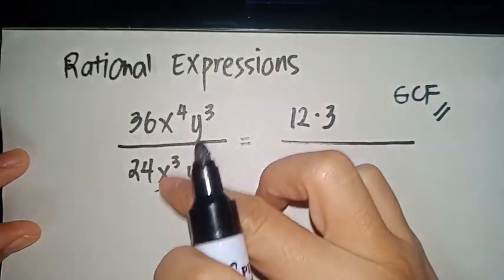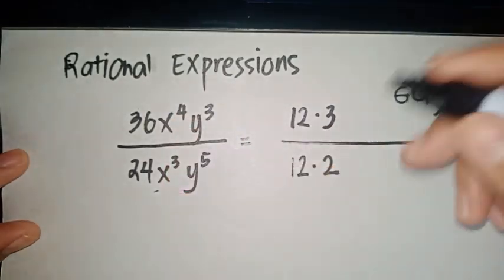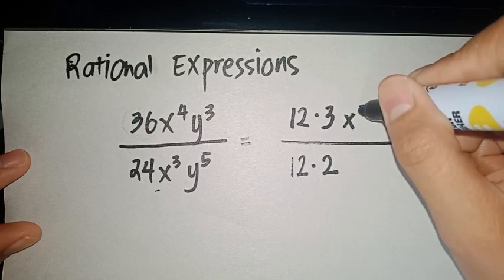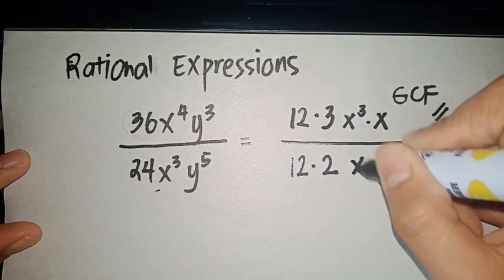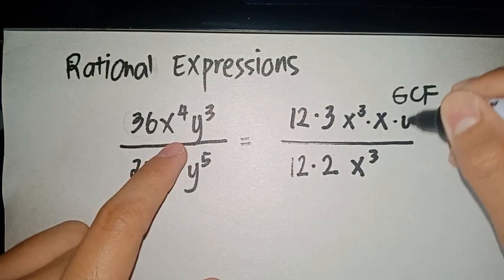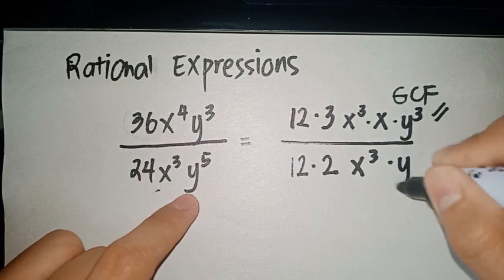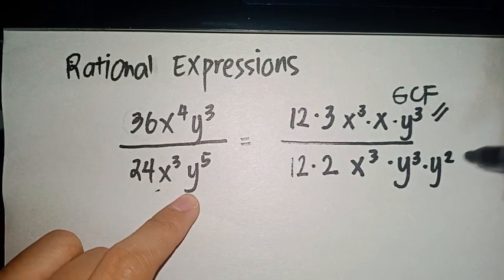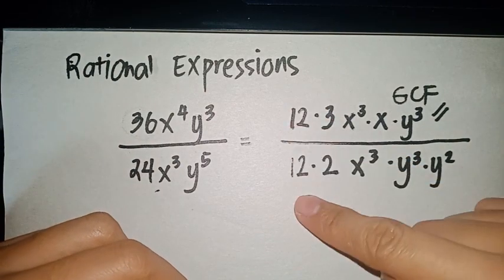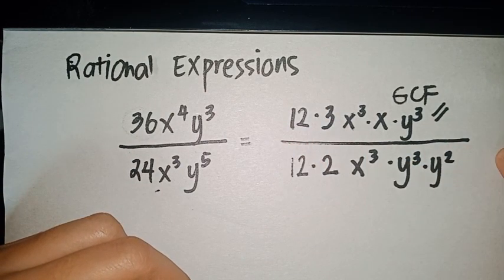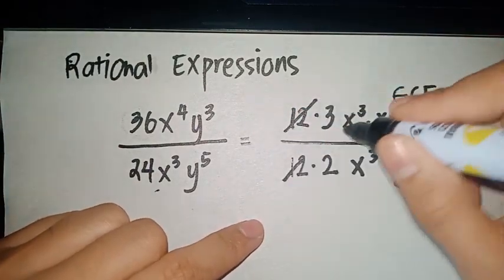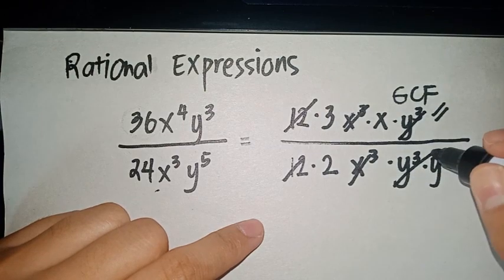Now for the literal coefficients, we also have to factor those out and look for what is common. As you can see, we have x cubed times x. Then for y, we have y cubed and then y squared. Now, as you can see, we have common factors. If we have common factors from the numerator and the denominator, we can cancel that out. So 12 cancels out, x cubed cancels out, y cubed cancels out.